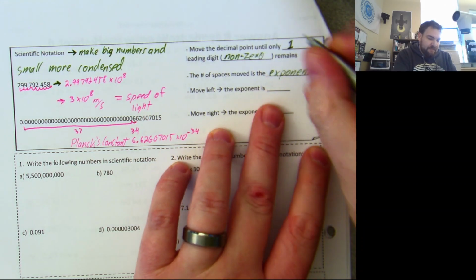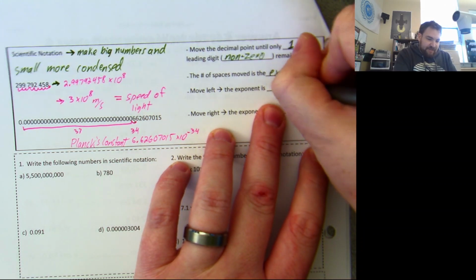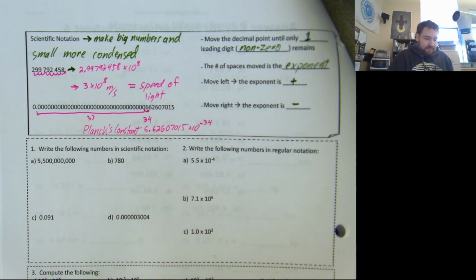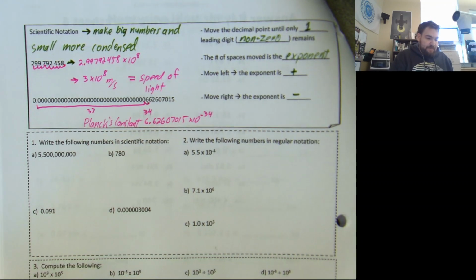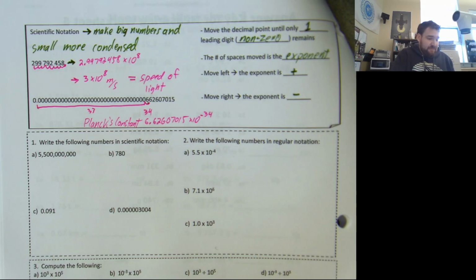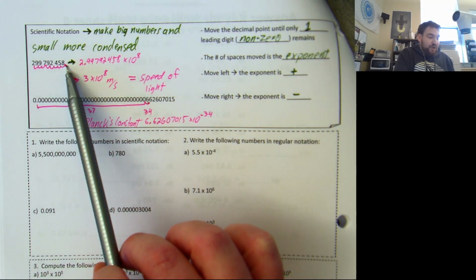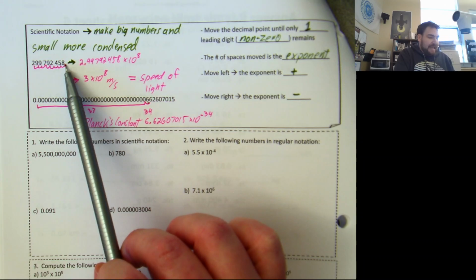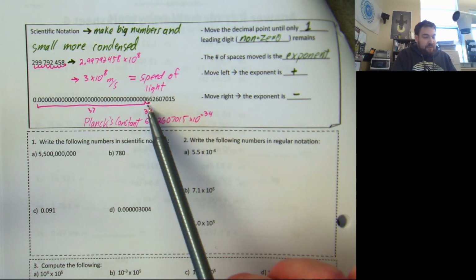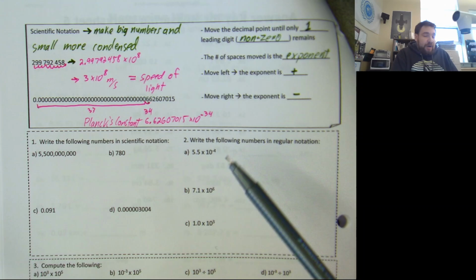You move left, the exponent is positive. If you move to the right, the exponent is negative. Actually, I've done my 2 examples. This guy, the decimal starts, if there is no decimal, at the far right edge of the number. If you're moving left, the exponent becomes positive. If you're moving right, the exponent becomes negative. Now, the opposite is true if you're going the other way.